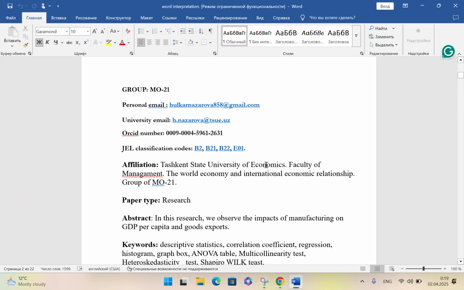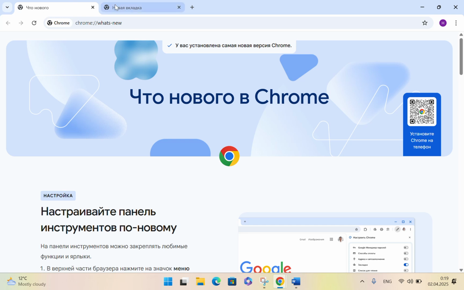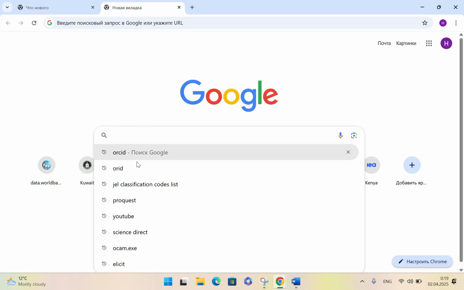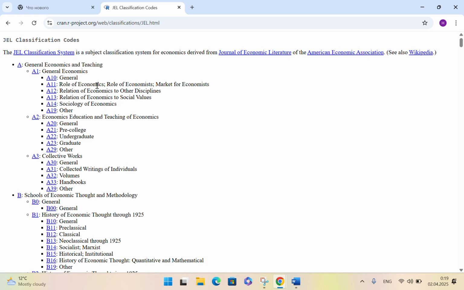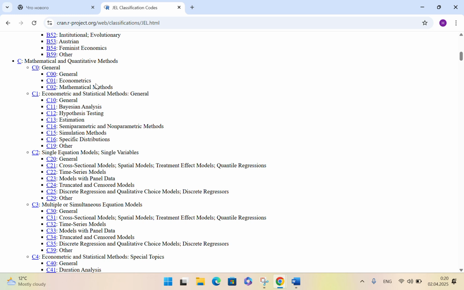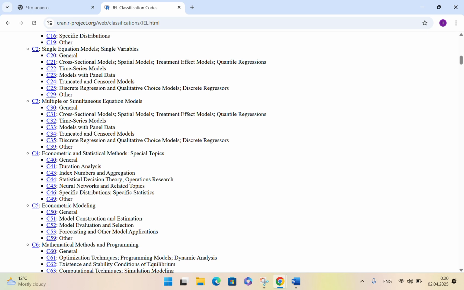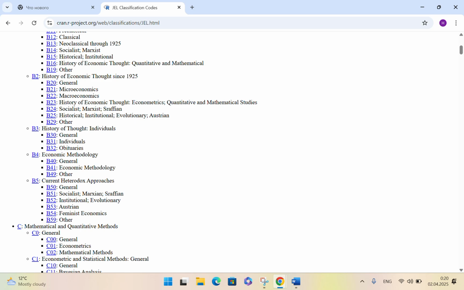And then the geoclassification codes. For the geoclassification codes, you just need to write in Google Chrome, like, geoclassification codes lists. So there, the third one. Here, there are a lot of topics, but I suggest you get a topic which is related to your field. For example, my field is economics, so I'm going to choose, for example, econometrics as mathematical methods, or macroeconomics and microeconomics, like B21 or B22, like this.